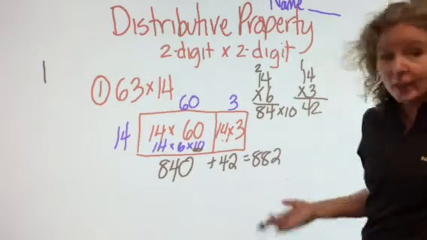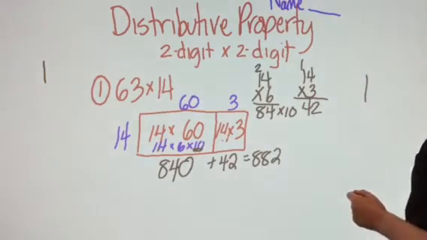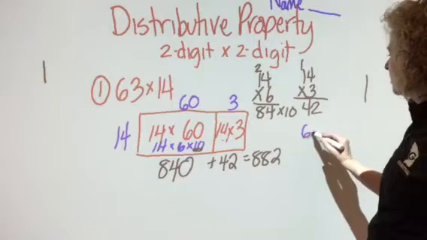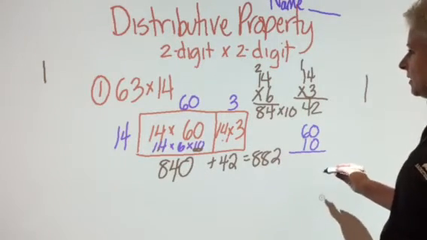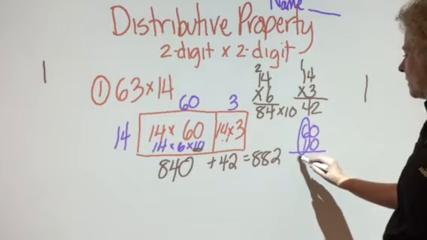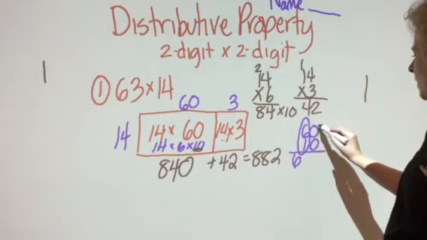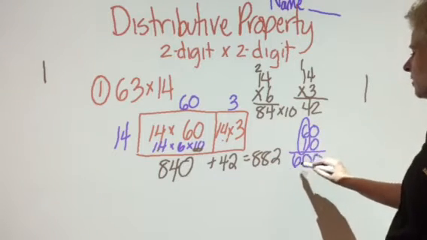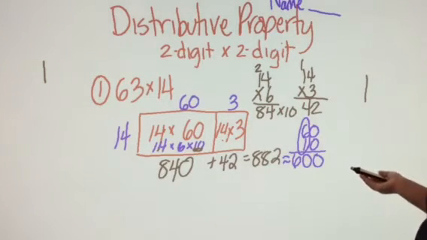Just to make sure that's a reasonable estimate, let's go with 63. I'm going to go ahead and round 63 to 60 and 14 to 10. So I'm going to go ahead and do 6 times 1 is 6, and got 2 zeros there, 600. That is a decent amount apart. So then I'm going to go ahead and double check and just make sure.